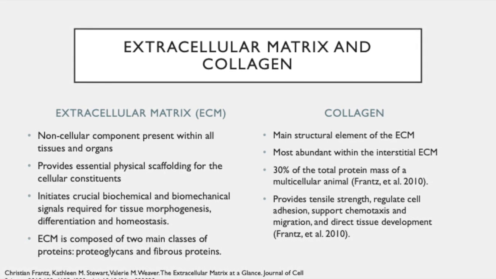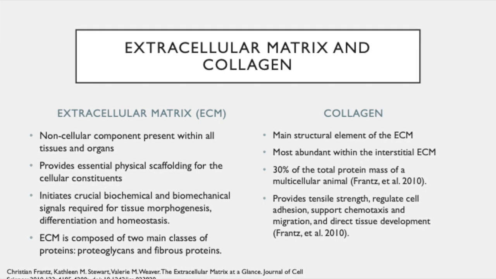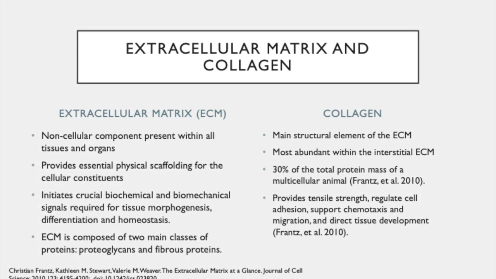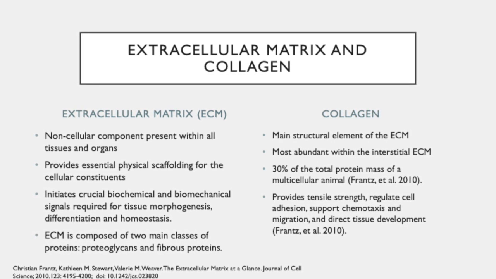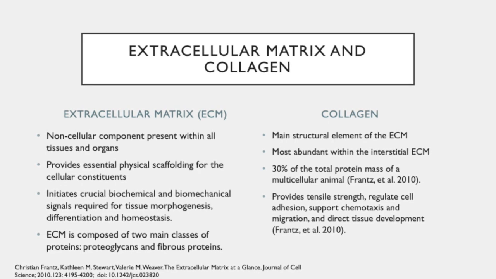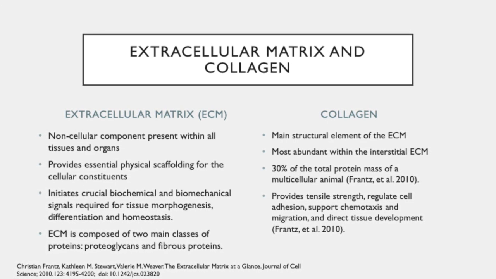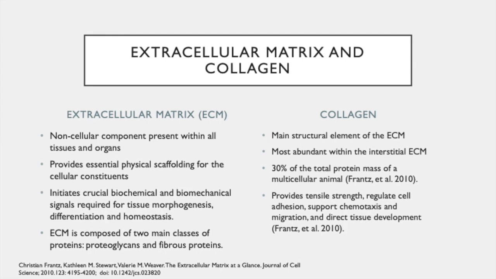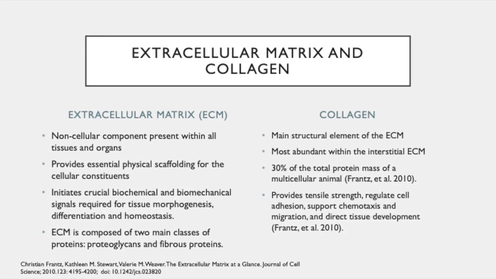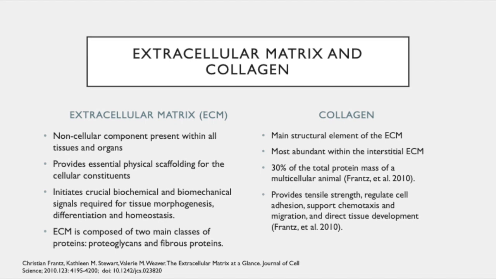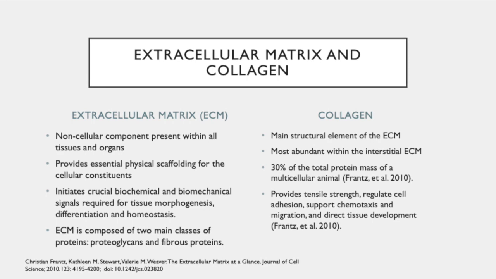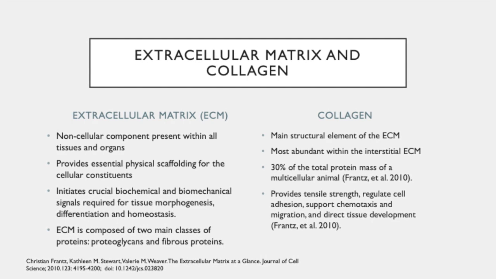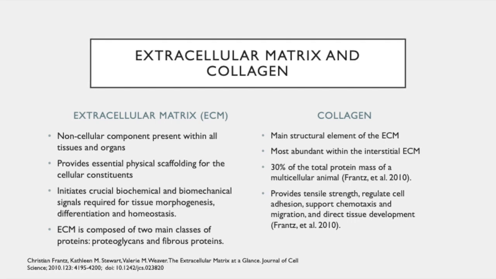The extracellular matrix is composed of two main classes of proteins, proteoglycans and fibrous proteins. Collagen is a fibrous protein and main structural element of the extracellular matrix. It is the most abundant within it, and it makes up 30% of the total protein mass of a multicellular animal. It provides tensile strength, regulates cell adhesion, supports chemotaxis and migration, and directs tissue development.